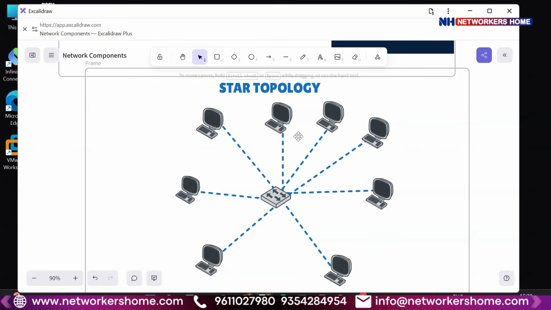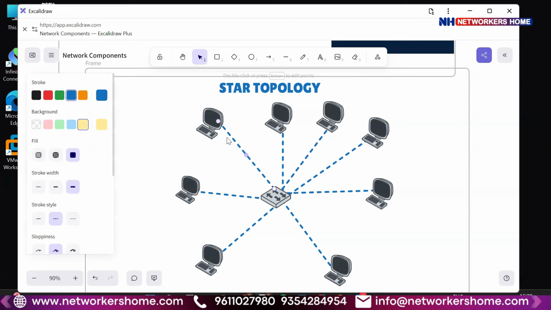But what is the disadvantage? Consider if this link goes down, will I be able to communicate to PC1? No, I cannot communicate. But in mesh, that is possible. Consider if this switch goes down, then all devices will go down. Nobody can communicate with each other. So that is the problem we have in star topology. So this is called mesh and star topology.